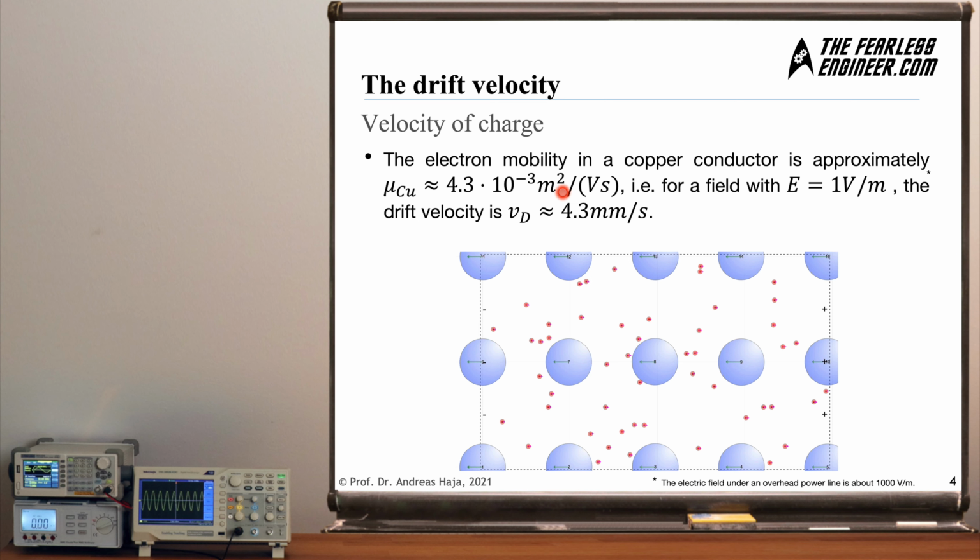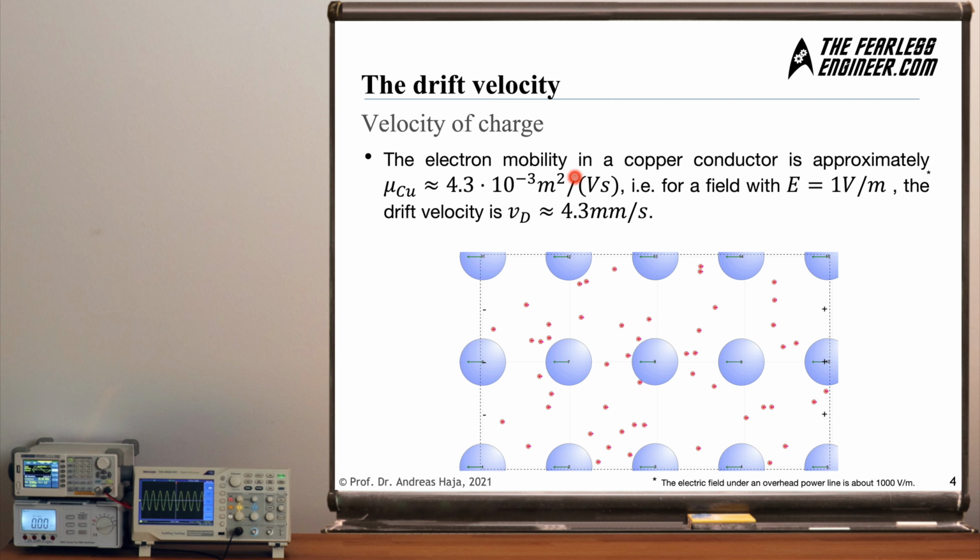And in order to arrive at a result by using the equation which we have seen on the last slide, we can look up the electron mobility of copper, which is 4.3 times 10 to the power of -3 square meters divided by voltage times second. We have not yet defined voltage, so ignore this unit here for just a moment longer. And we also have an electric field which permeates the copper cable, and this field, for our example, is defined at a strength of 1 volt per meter.